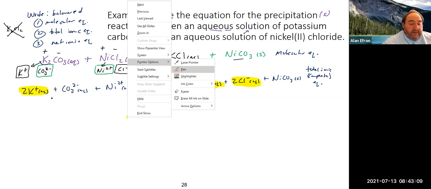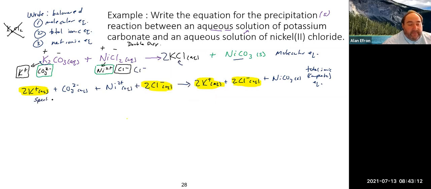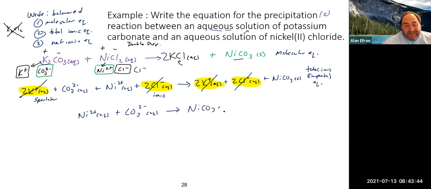And those would be our spectator ions, right? And again, we are going to cancel those out on both sides. And that will leave us the third type of equation that we've been talking about. So our nickel with a +2 charge from our nickel 2 chloride goes and finds the carbonate ion that is coming from our potassium carbonate. And those two will come together to make a solid, which is nickel 2 carbonate. And this again is our net ionic equation.